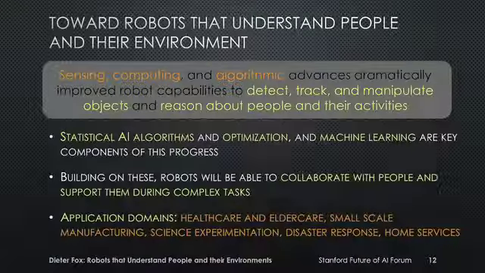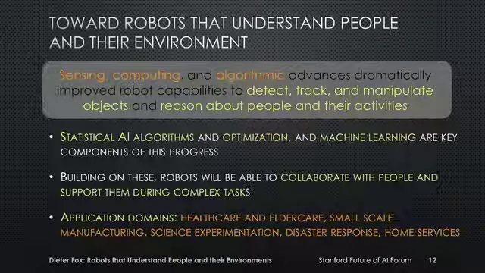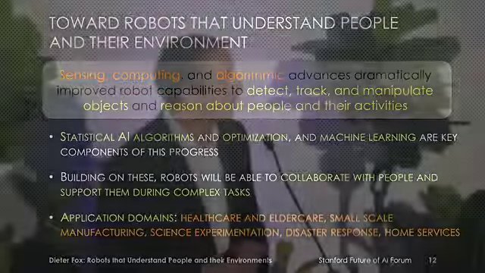So let me summarize now. Over the last years, we've seen really dramatic improvements in robot abilities to detect and track objects, manipulate them, and also reason about people and their activities. Over the next years, we can use these kinds of techniques to greatly increase the collaborative capabilities of robots, how they can coordinate with people.